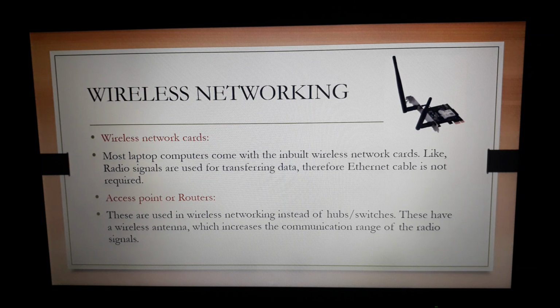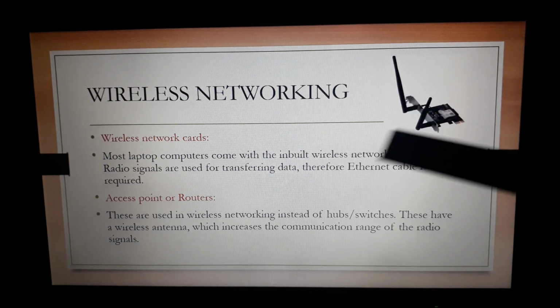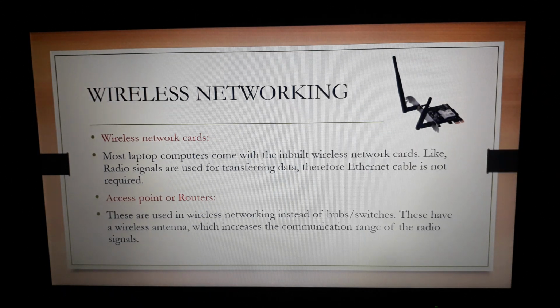You can see here this wireless network device, an access point or a router. These are used in wireless networking instead of hubs or switches. These have a wireless antenna which increases the communication range of the radio signals. You can see here this is an antenna. So for wireless networking you have to use an access point or router. Got it?